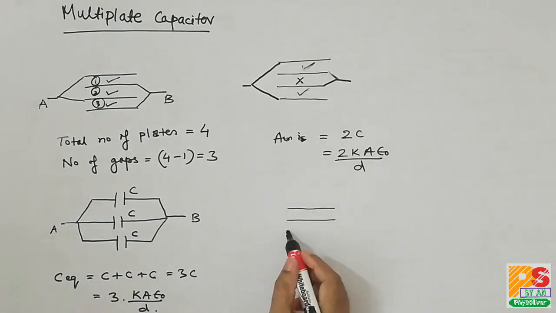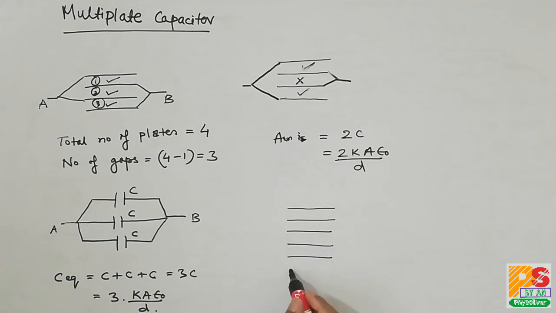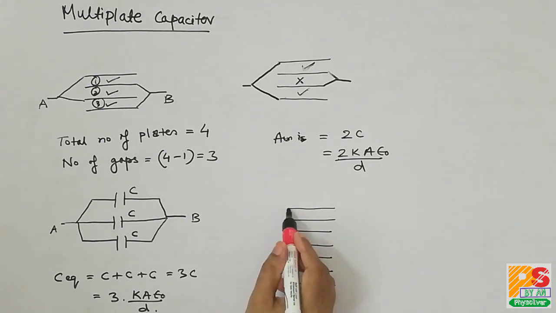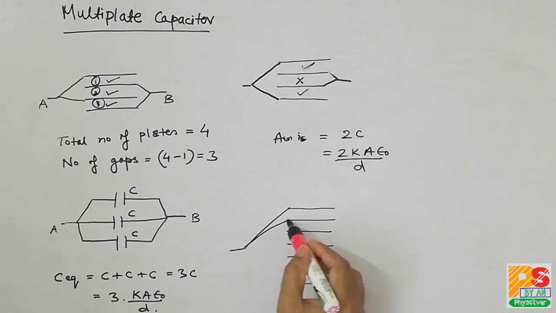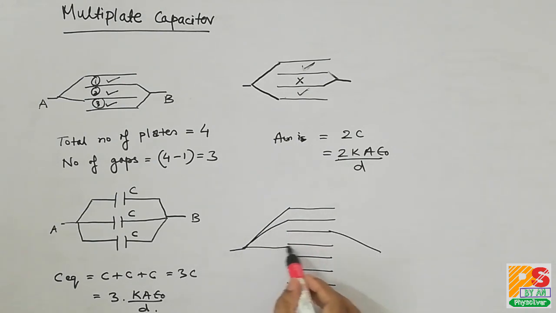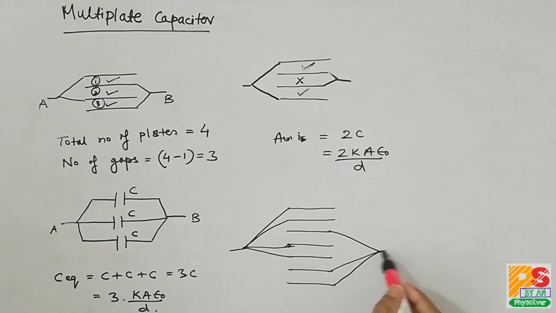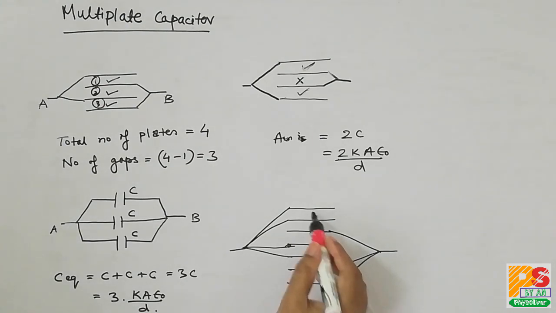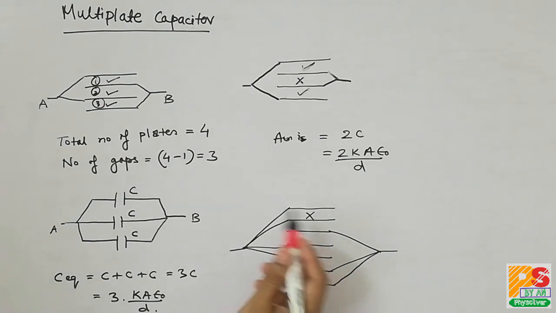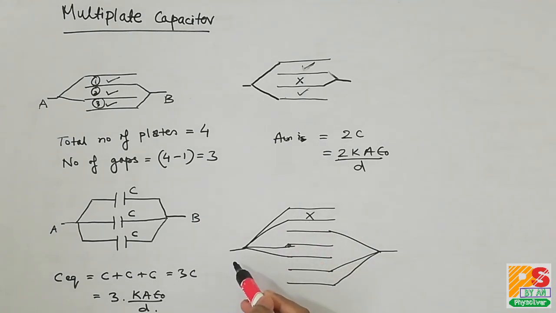Now it's time to check whether you understand this concept clearly. Now we have many plates, you can count them, and the plates are connected to the left and right ends like this. Observe very carefully. Look at the topmost gap. Will it be a capacitor? No, because the two plates are connected to the left end. So I will put a cross sign there.